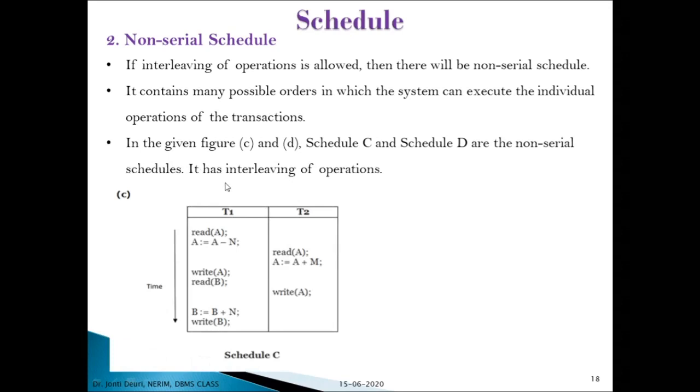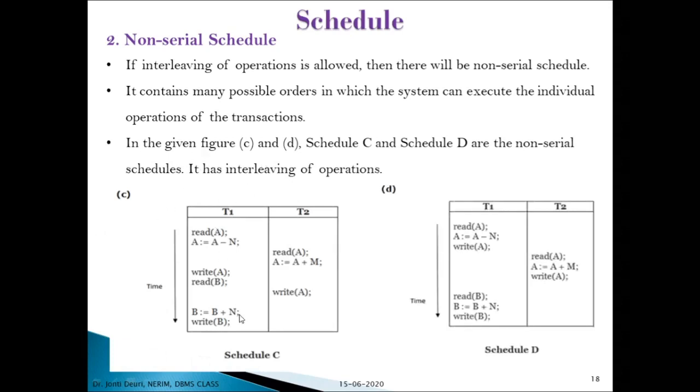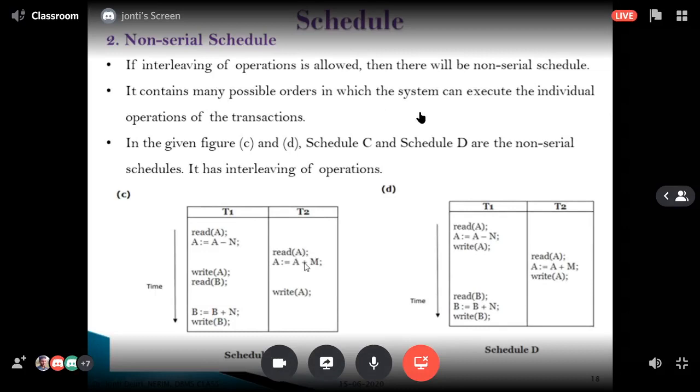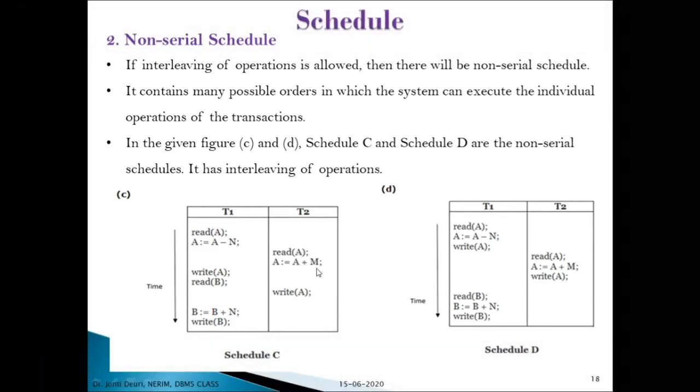Here you can see one example we can take, C and D. See here, schedule C and schedule D, you can check. So read A for the first transaction T1. For transaction T1, we have done the operations read A and A equals A minus N. After that, in between, you can see on the right side, for transaction T2, we can again do this operation. So read A.